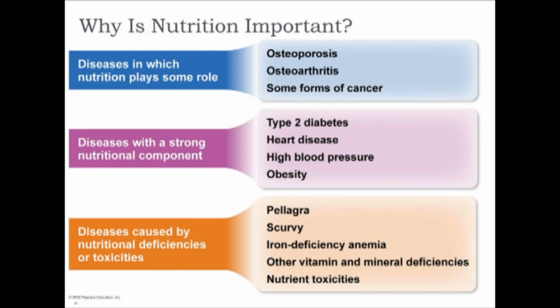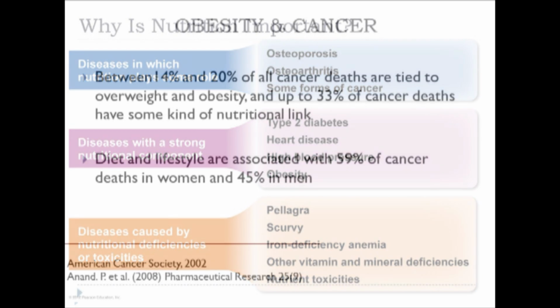Nutrition comes into play at different levels and different intensities. There are diseases in which nutrition plays some kind of a role: osteoporosis, osteoarthritis, and some cancers as well. But there are diseases with strong nutritional components, very heavily associated: type 2 diabetes, heart disease, high blood pressure, and obesity, very, very highly correlated with nutrition. And then there are specific nutrition diseases, which we'll see later in the textbook, but suffice to say that diseases like pellagra, scurvy, iron deficiency anemia, and other vitamin and mineral deficiencies become quite prevalent, and nutrient toxicities as well become relevant to nutrition, especially when we talk about supplementation or maybe exaggerated supplementation.